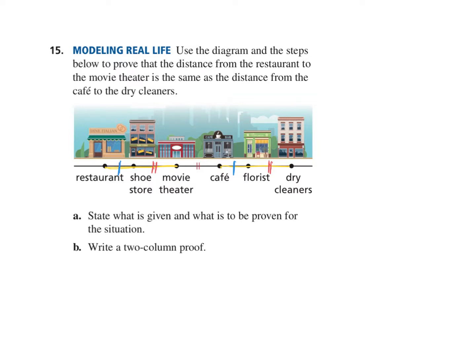So I'm going to make this a little bit smaller, and we'll start our two-column proof. What is given here? We'll say RS is equal to CF. Now what's RS? That's the restaurant and the shoe store, and then the cafe and the florist. So those are equal. We also know that we have SM, which is the shoe store to the movie theater.